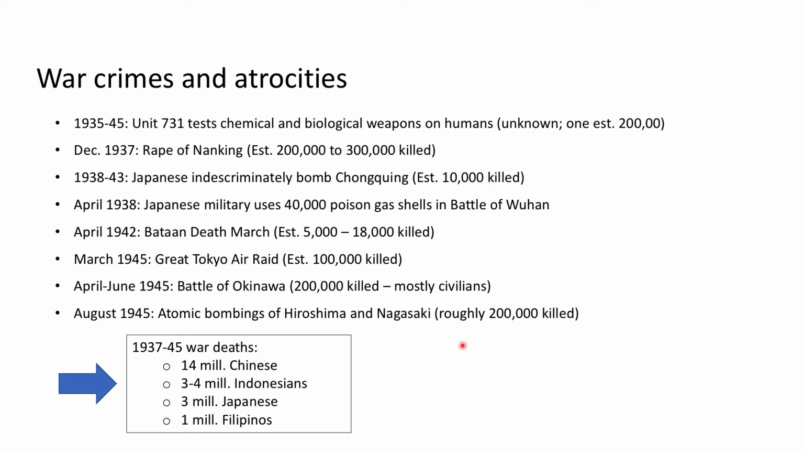So just to look at some of the overall figures then, between 1937 and 1945, the number of war deaths stood at 14 million Chinese, 3 to 4 million Indonesians, 3 million Japanese, and 1 million Filipinos.